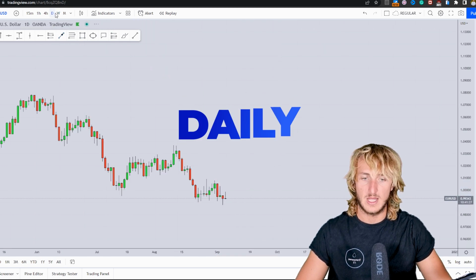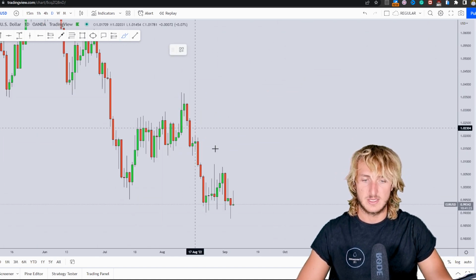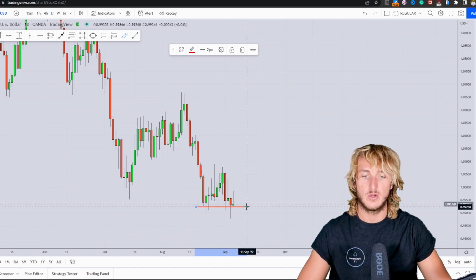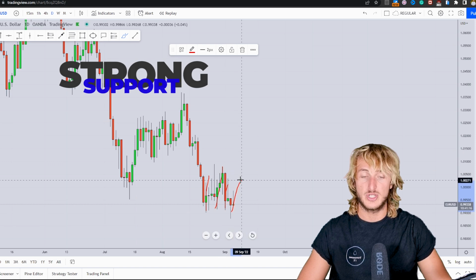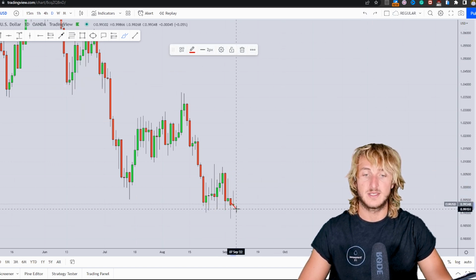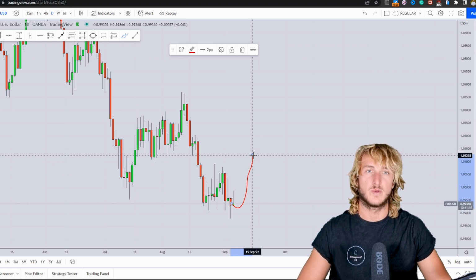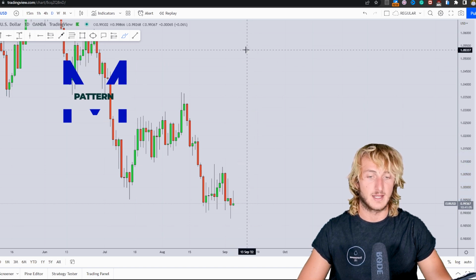Now, if we drop down on the daily time frame, what do we see? From a daily perspective, we can see how this area is currently holding as support. The market tested it multiple times, rejected it to the upside every single time, but as we are testing the previous low, at this point, we could expect a potential rejection to the upside for the market to complete the M pattern at the neckline.